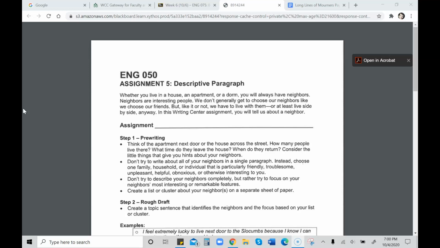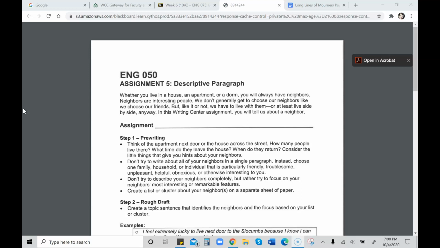How many people live there? What time do they leave the house? When do they return? All of those little things that maybe you pay quite a bit of attention to. Now, we're not going to try to write about everything from our neighbors in a single paragraph, or all of the neighbors around us, but we want to go ahead and just pick either a single family or the household or an individual, and that person or those people are likely to be really, really friendly and fantastic, or maybe they're unpleasant or troublesome or obnoxious or helpful, something that makes them stand out. So again, we want to look at what's most interesting and remarkable about them.